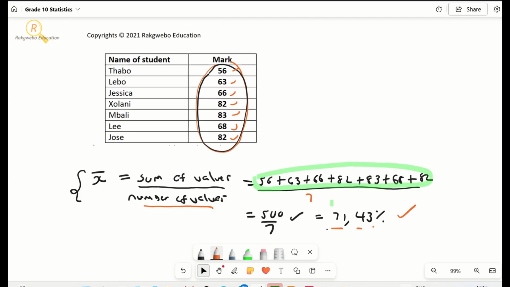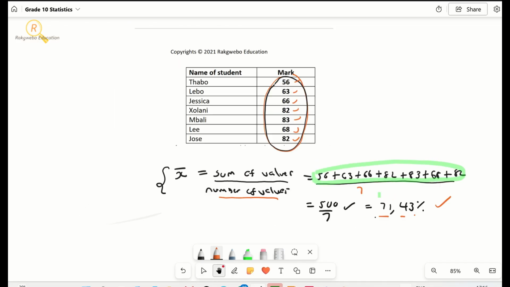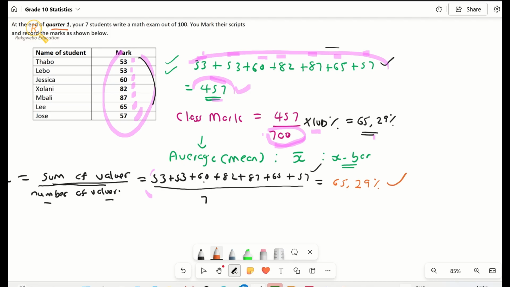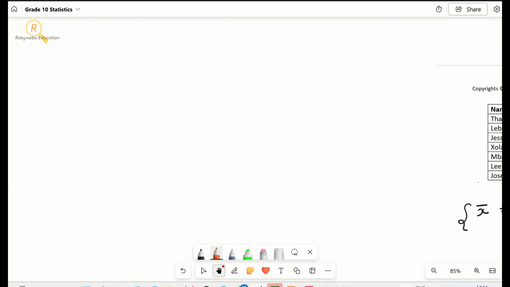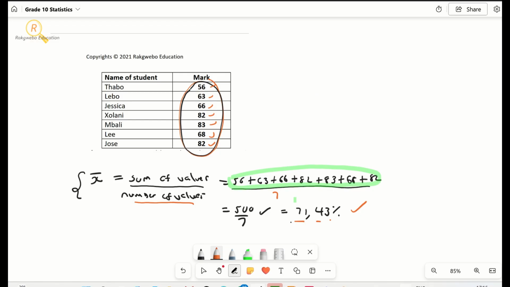Super easy, ne? It's nothing here. So in term 1, you guys remember, the class mark or the average mark was 65. Then in term 2, the average mark was 71.43. So in which term did the class perform better? Term 2. Okay, proper stuff.